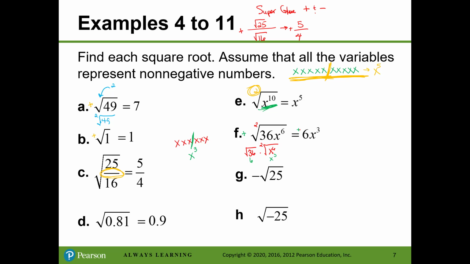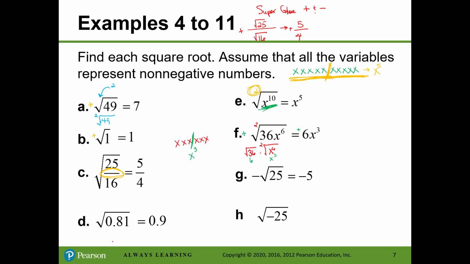What sign's in front? Yeah, negative, which means your answer is going to be what? Yeah, negative. And again, you know the square root of 25. So letter G, this answer should be no surprise to you. Okay, last but not least, let's look at letter H. Letter H is asking you to find the square root of a negative number.